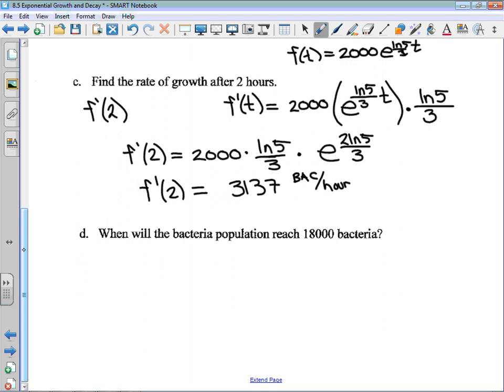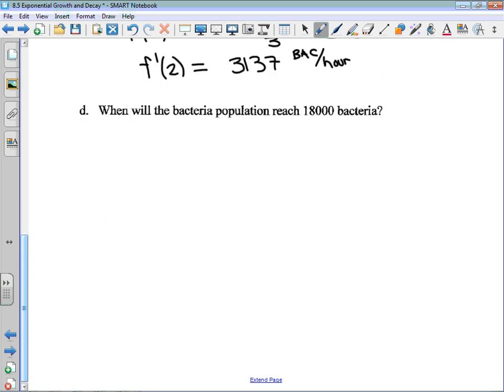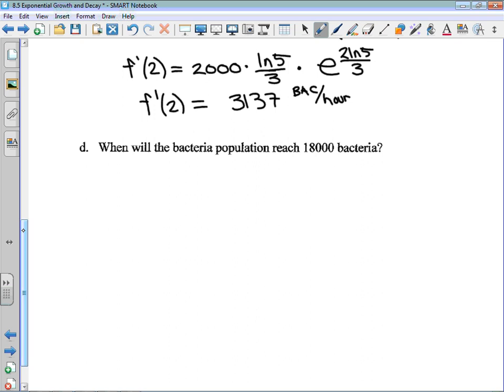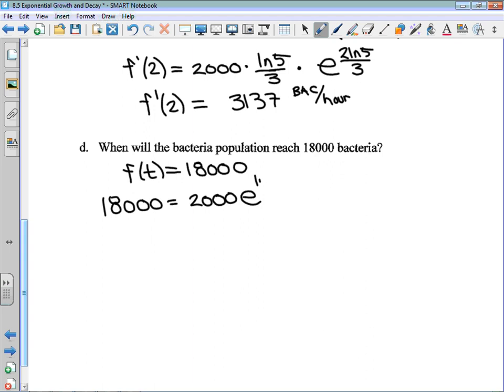All right, last part here. When will the bacteria population reach 18,000? This wants us to solve when f of t is equal to 18,000, which I'm going to write as 18,000 is equal to 2,000 times e to the power of the natural log of 5 over 3 times t. All right, immediately, let's get rid of the constant. So we'll divide by 2,000.